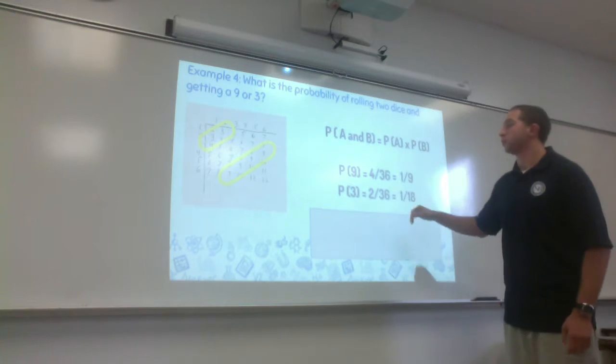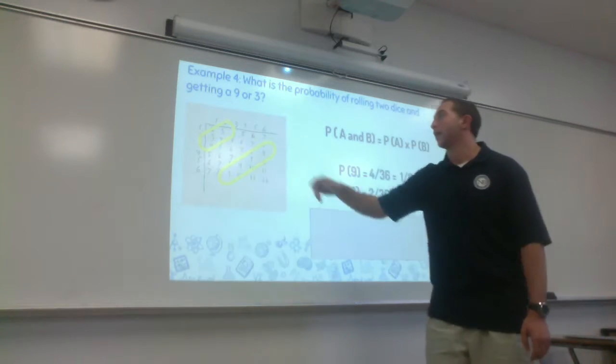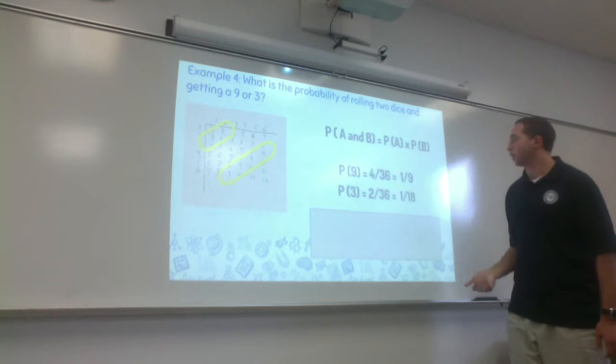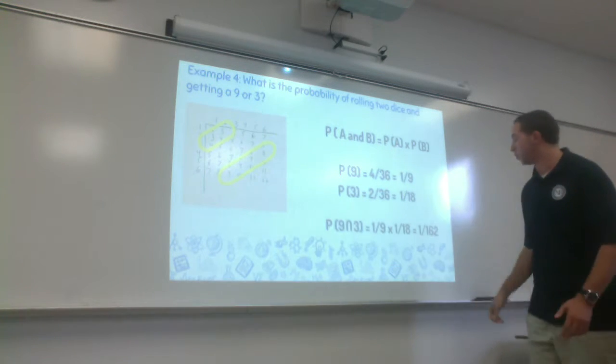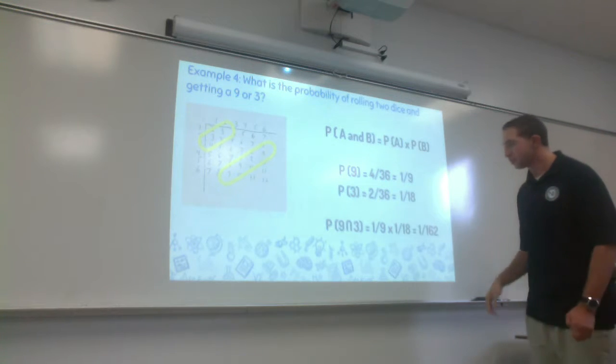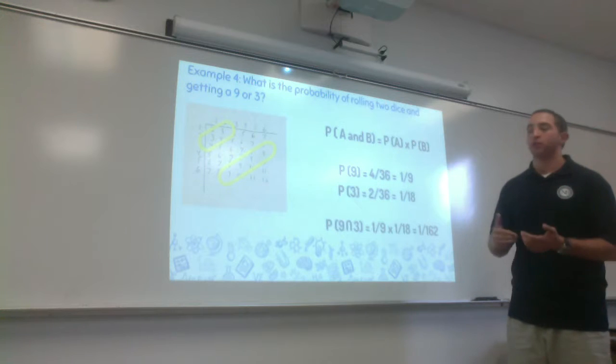And then you have a 2 out of 36 for the 3, because there's 2 ways to get a 3: you roll a 2 and a 1, or a 1 and a 2 with the other die. So it gives you 1 out of 18. And then you multiply the 2 together again, and you get 1 out of 162, or 1 over 162 probability, when you roll the 2 dice, that you'll end up with a 3 and a 9.